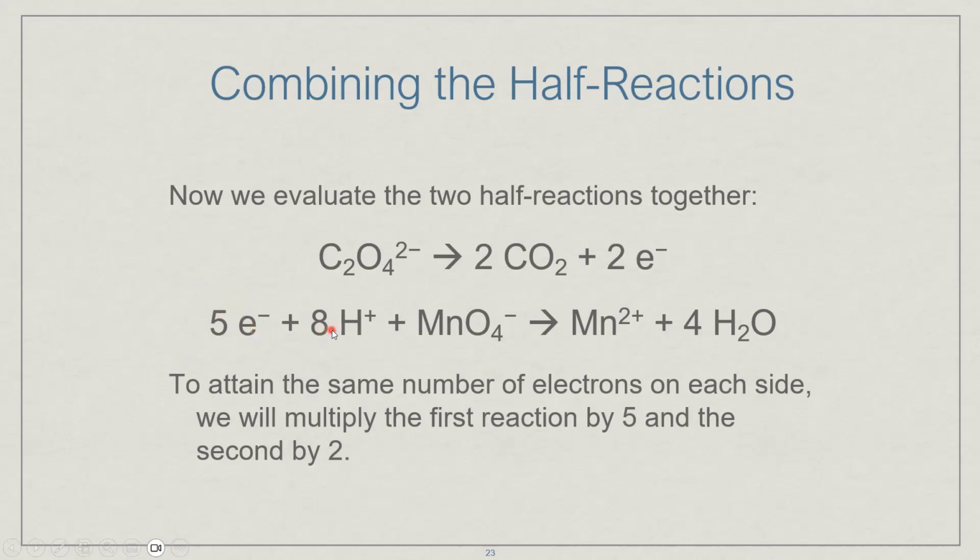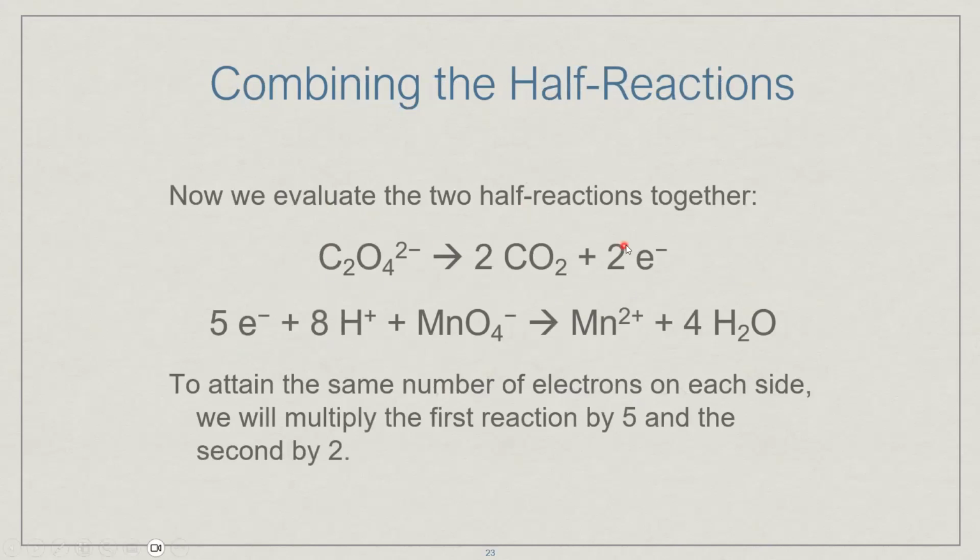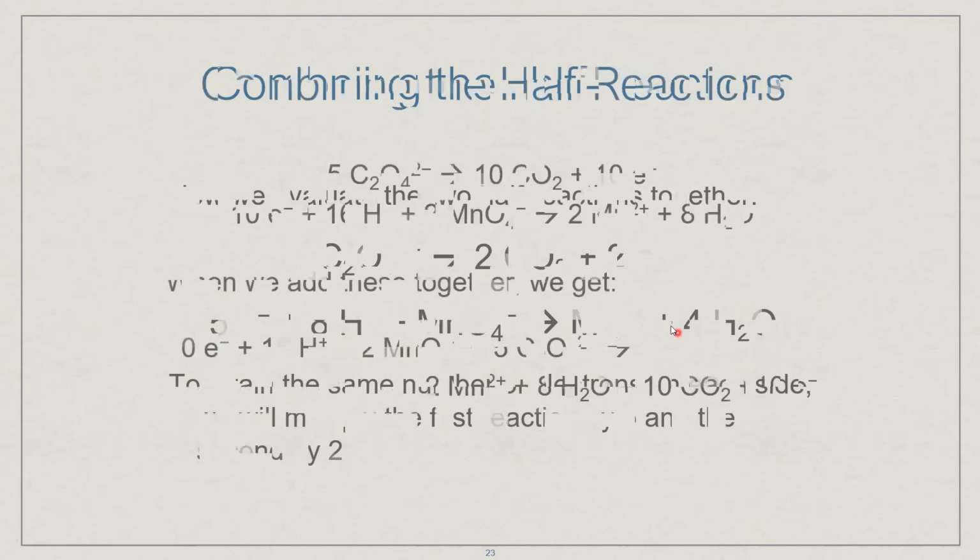So we need to think about what's going to be the lowest common factor in terms of the number of electrons here. And in this case, it's going to be 10. So we're essentially going to take this top reaction, just multiply everything in it by 5. So we'll wind up with 5, 10, and then 10 as the coefficients. Whereas the bottom one, we're just going to multiply everything by 2. So we'll wind up with 10, 16, 2, 2, and 8.